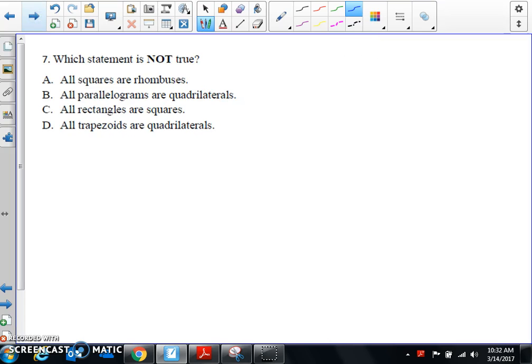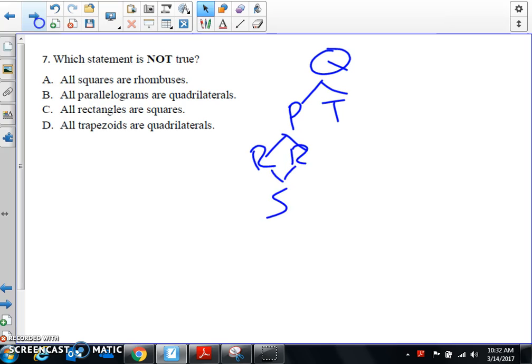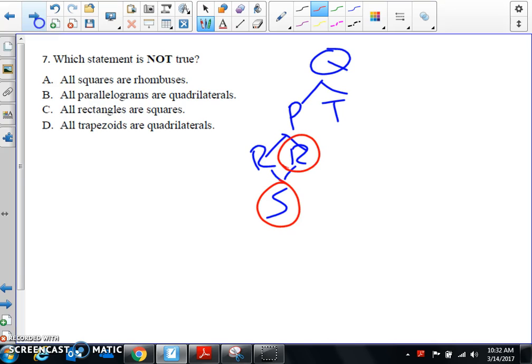Which statement is not true? All right, so let's do our tree. All squares are rhombuses. That's true. So it says not true, so let's go ahead and get rid of A because that is true. All parallelograms are quadrilaterals. That's true because I'm going up the tree. So go ahead and get rid of that one.